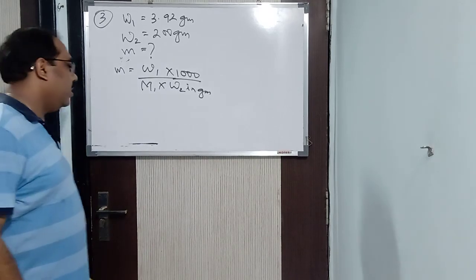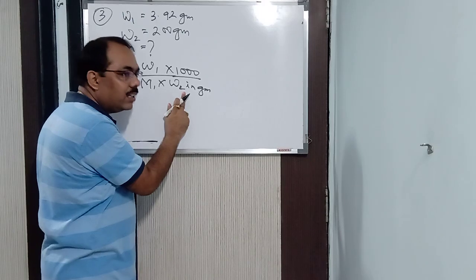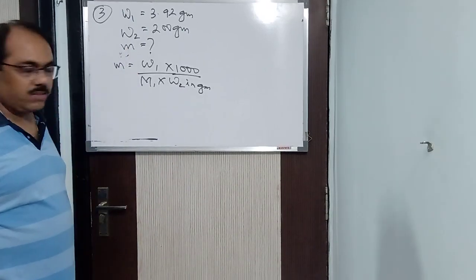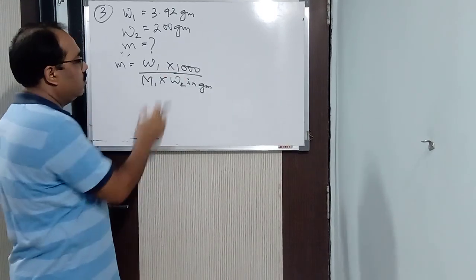Whose formula was I writing? Weight by molecular weight into volume. I was writing the formula of molarity. Alright, so it is molality: weight of the solvent in grams, into 1000.